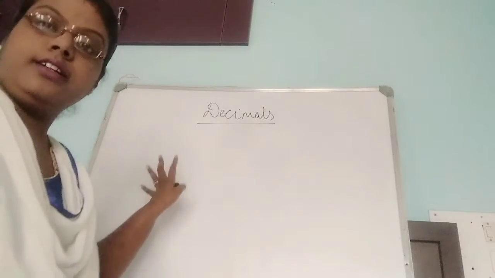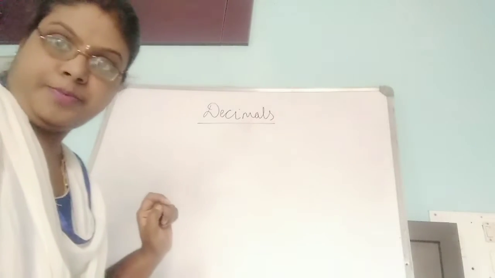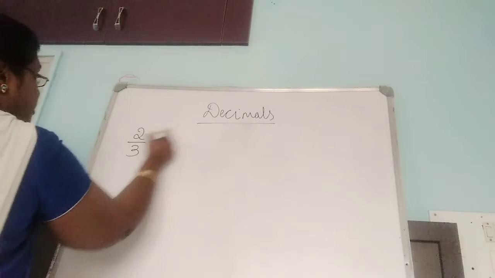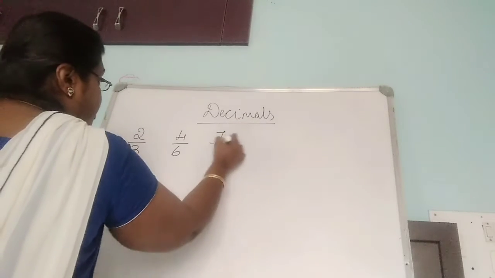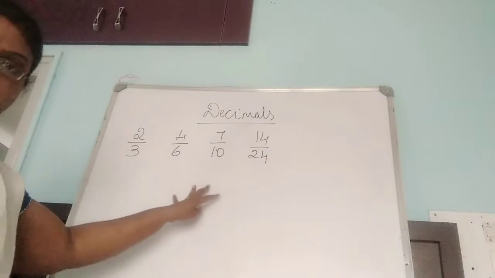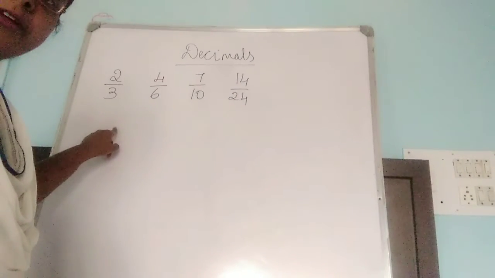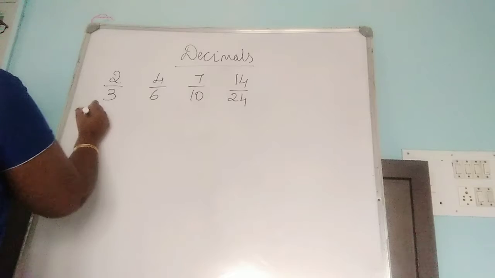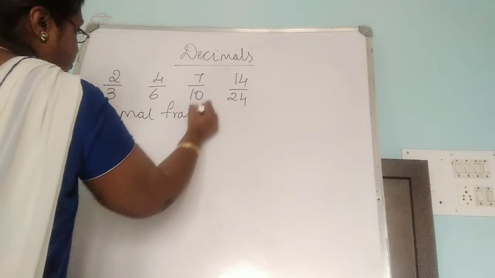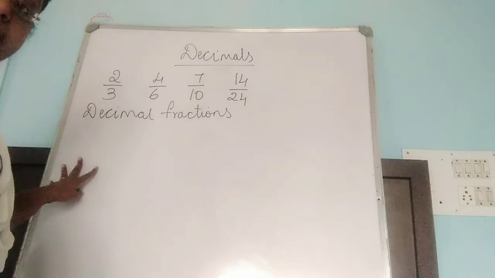Before learning what a decimal is, let us recall what fractions are. Some examples of fractions: 2 by 3, 4 by 6, 7 by 10, 14 by 24. These are examples of fractions, which have a numerator and a denominator. So what are decimal fractions? In this class, you will be learning what a decimal fraction is.